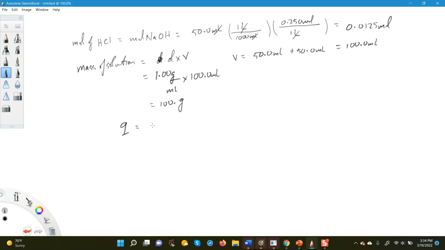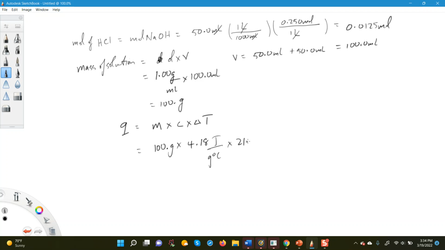If you look at the question, it says that the final temperature is 21.20 degrees Celsius, and the initial temperature for both solutions was 19.50 degrees Celsius. And we have to work this out. Of course, we work out what's in the parentheses first. 21.20 minus 19.50 gives 1.7 degrees Celsius. So I'm going to put 1.7 degrees Celsius here.